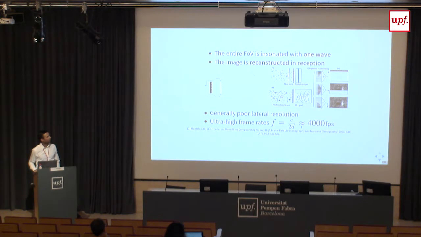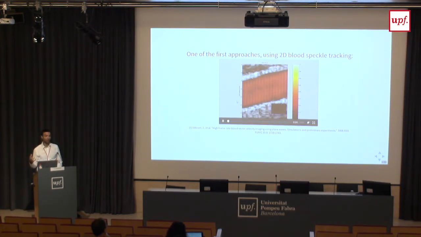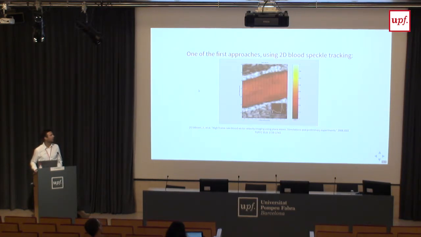So what can we do with this to measure flows? Well, one of the first methods that used this was this one here, where basically, because we can measure with such a high frame rate, we actually don't need to do Doppler anymore. We can track blood because the displacement is now very, very small. And if you do that, then you measure both components at the same time. So there you go. You have a highly time-resolved, high spatial resolution description of the flow in the carotid.